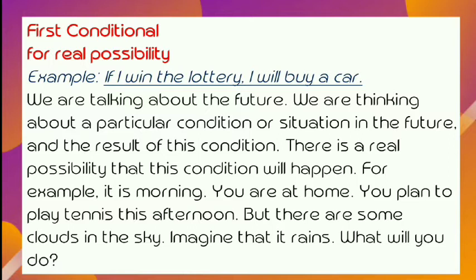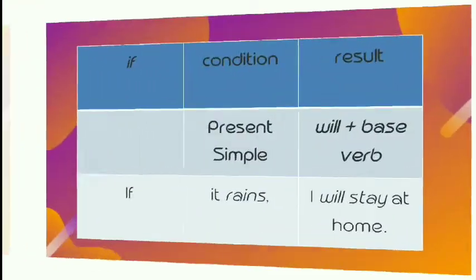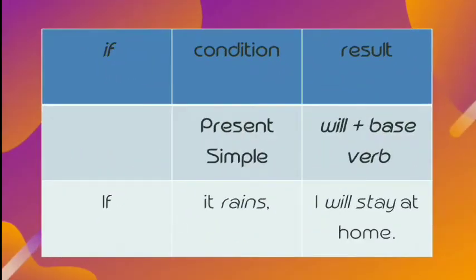For example, it is morning. You are at home. You plan to play tennis this afternoon, but there are some clouds in the sky. Imagine that it rains. What will you do? Here is the pattern. If followed by the present simple. If it rains, then the result will be will plus the base verb. I will stay at home. Will, then the base verb is stay. So it will be, if it rains, comma, I will stay at home.